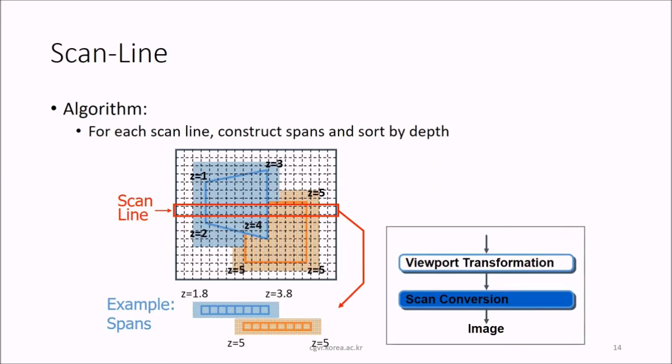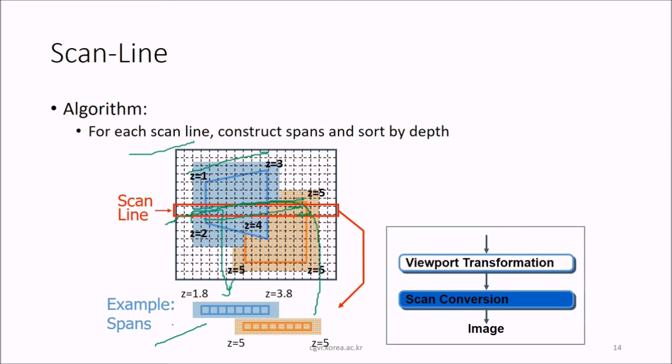Now we come to scan line. In this algorithm, for each scan line, we construct spans and sort by depth. This is one scan line. For example, these are the example spans. This is one span, this is another span, this is a span here, and this is a span here.